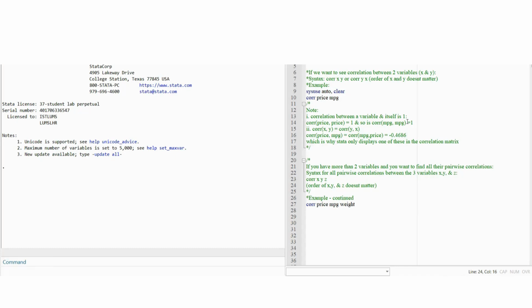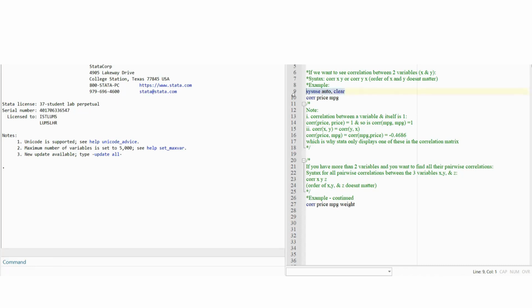We want to look at how we measure covariance and correlation in Stata. We'll start with correlation. If you want to see the correlation between two variables, say x and y, the syntax is to write corr, which is short for correlation, x y, or you can write correlation y x. The order of x and y doesn't matter.